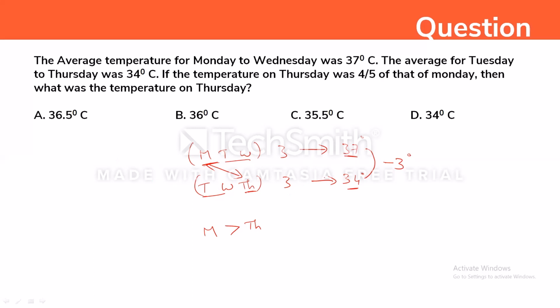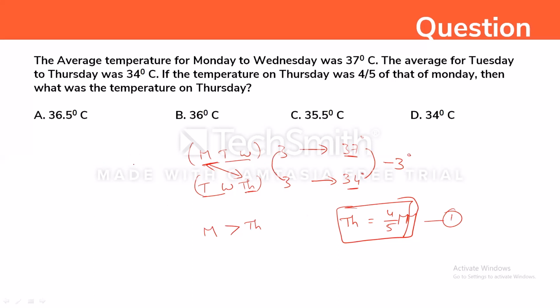Already they have given a condition. Thursday's temperature is 4 by 5 times of Monday's temperature. Just be very clear about this. This is one condition given. Remember this condition. Now we'll follow our same approach.